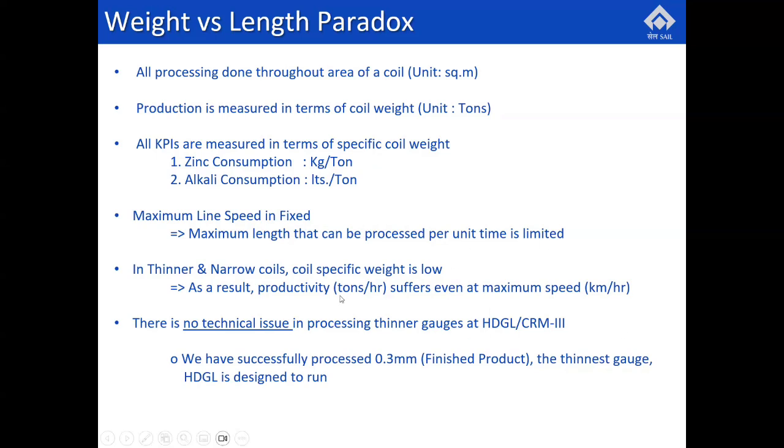So as a result, the productivity in tons per hour suffers even at the maximum line speed. There is no technical issue in processing thinner gauges at HDGL CRM3, apart from the fact that our productivity is massively hampered. We have successfully processed 0.3 mm finished product, the thinnest gauge HDGL is designed to run. As the order proportion is skewed, our productivity is massively affected. How? I will be elaborating in 1-2 slides.